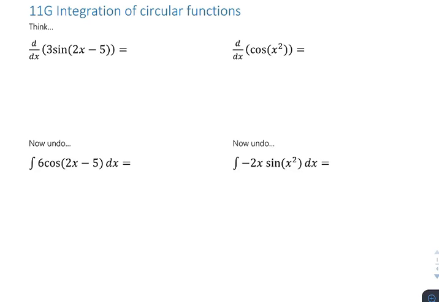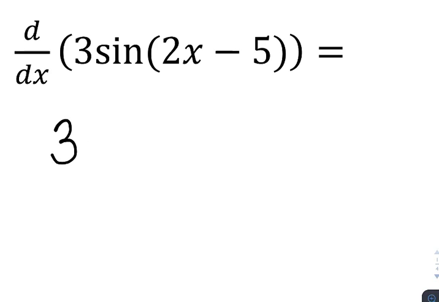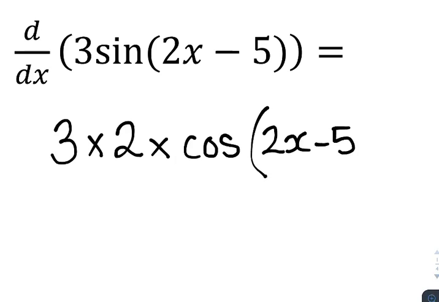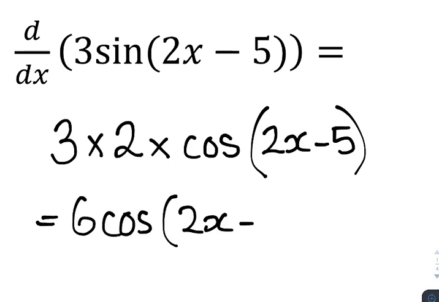Exercise 11G looks at the integration of circular functions. So the first thing we're going to do is think about differentiating. To differentiate sine, we multiply by the derivative of what's inside, so the 2, and change the sine function to a cosine function. And then inside the bracket we remain the same. So we get out 6 cos 2x minus 5 in this particular case.